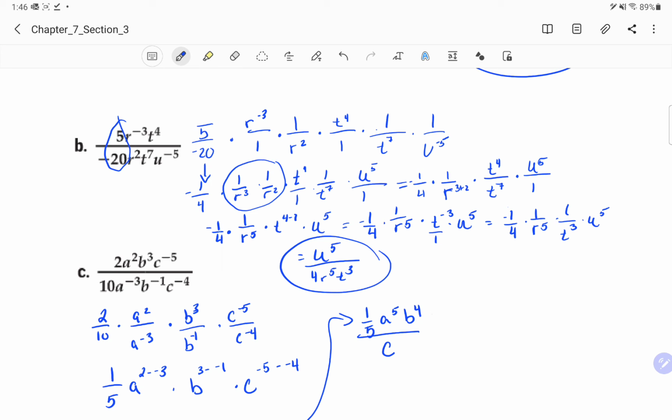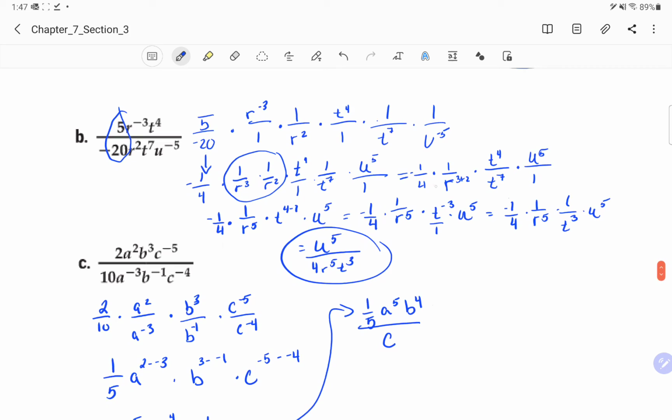Then I had negative 1/4 times r to the 5th, 3 plus 2 is 5, times, I kept my like bases and I'm subtracting my exponents because they're being divided, and then my u to the 5th, I just dropped off its fraction underneath it. Okay, I kept going here, the negative 1/4 and the r to the 5th hasn't changed. T to the 4 minus 7 became t to the negative 3. I had negative exponents, so I immediately put it over a fraction, or I put it over 1. And then again, u to the 5th is done. There's nothing else to do with that.